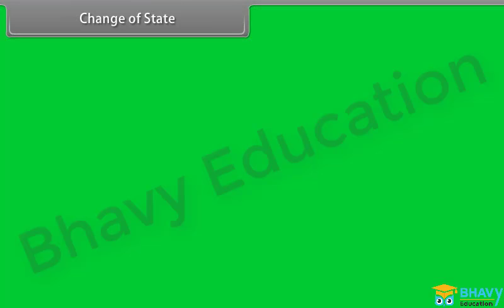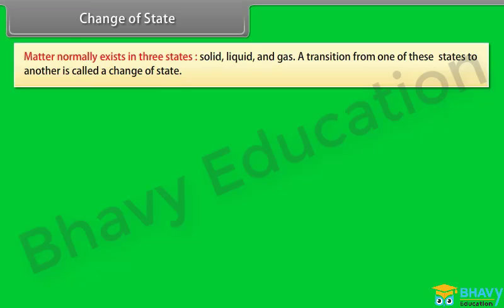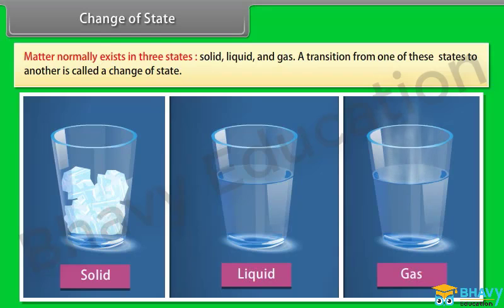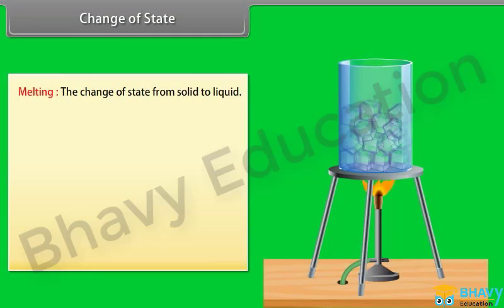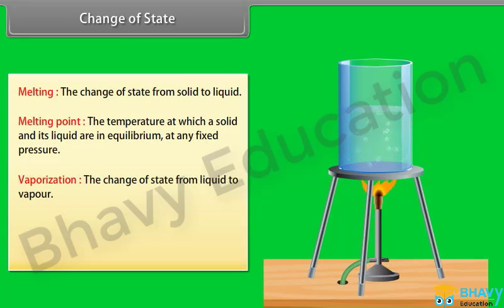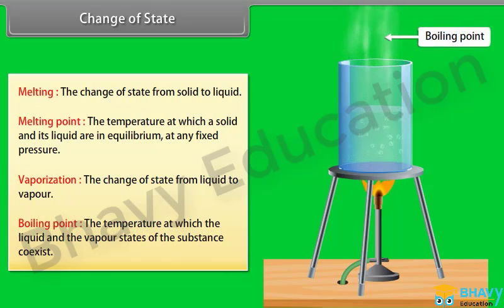Change of state. Matter normally exists in 3 states: solid, liquid and gas. A transition from one of these states to another is called a change of state. Melting: the change of state from solid to liquid. Melting point: the temperature at which a solid and its liquid are in equilibrium at any fixed pressure. Vaporization: the change of state from liquid to vapor. Boiling point: the temperature at which the liquid and the vapor states of the substance coexist.